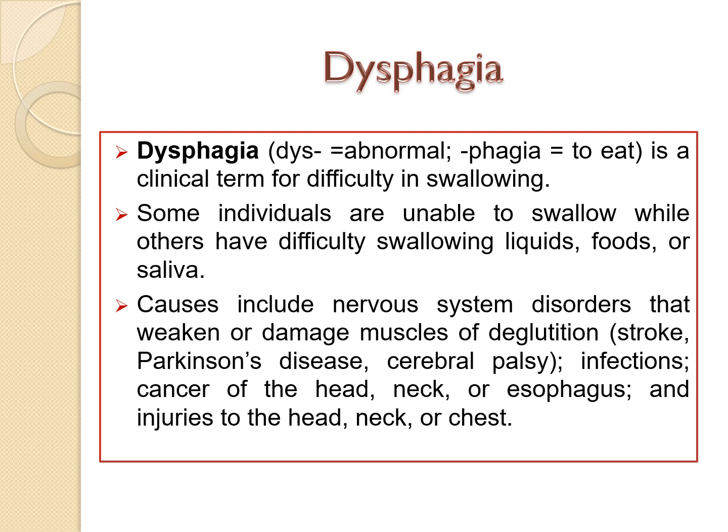Some individuals are unable to swallow while others have difficulty swallowing liquids, foods or saliva. The causes include nervous system disorders that weaken or damage the muscles of deglutition, for example, stroke, Parkinson's disease, cerebral palsy, infections, cancer of the head, neck or esophagus, and injuries to the head, neck or chest. So these may cause dysphagia because of damage to the muscles of deglutition.